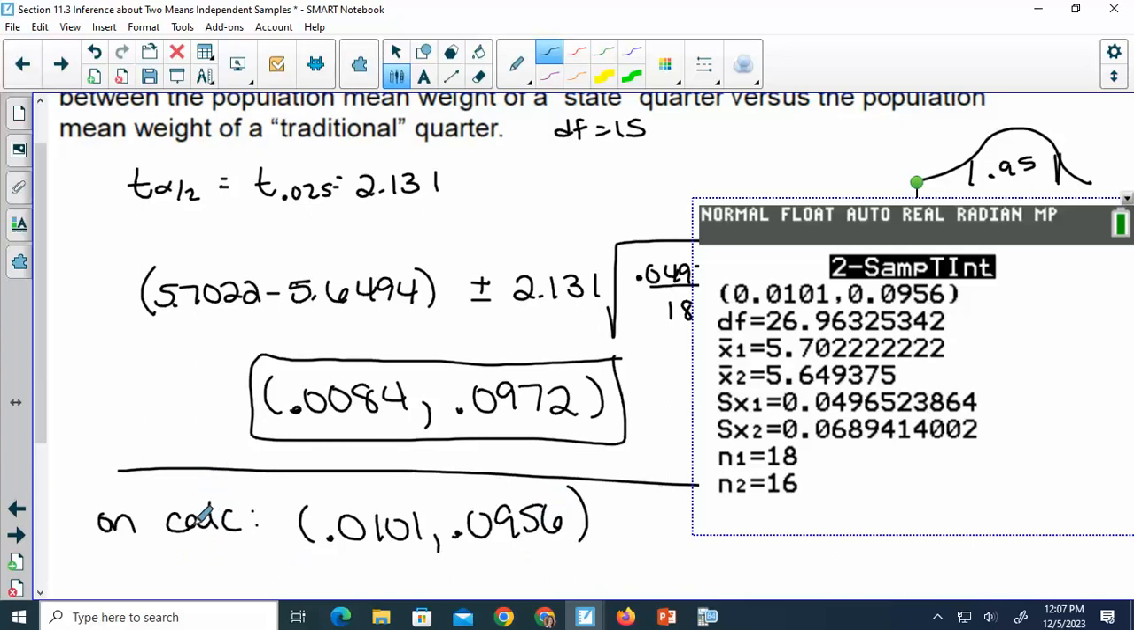Why are these not exactly the same? Rounding error? Rounding. When we are doing this, our calculator can do a much more accurate degrees of freedom calculation and t-value than we can get from our table. We're very limited. You'll see we do have a little more error than we're used to on the confidence interval with this. So please, please, please make sure that I know how you're getting your answer if you're doing it on the calculator or by hand. Questions there?